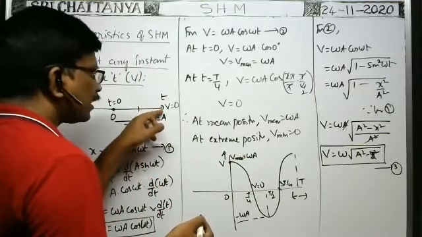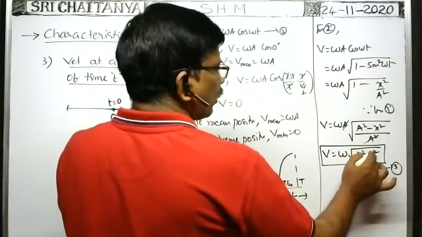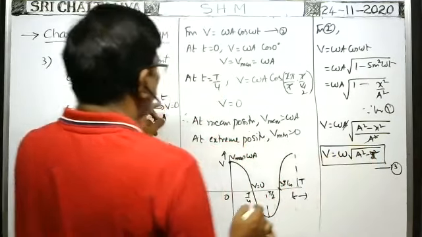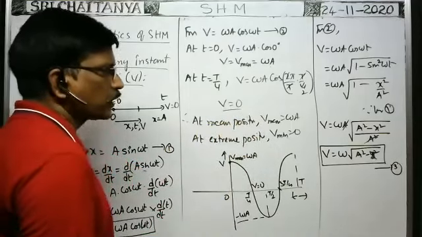When it is at extreme position, that means x is equal to a. When you put x equal to a, a square minus a square is 0. Then v is equal to 0. So at extreme position, velocity we got 0.